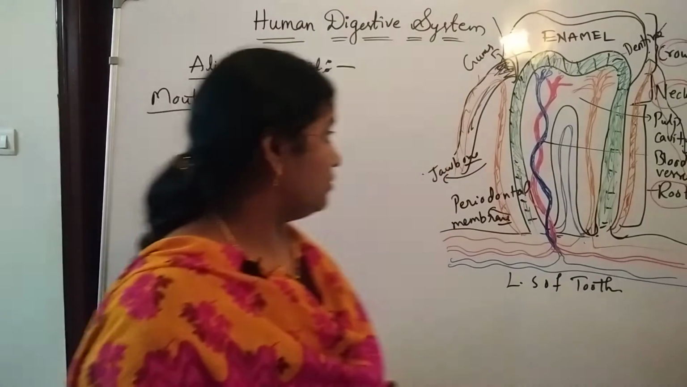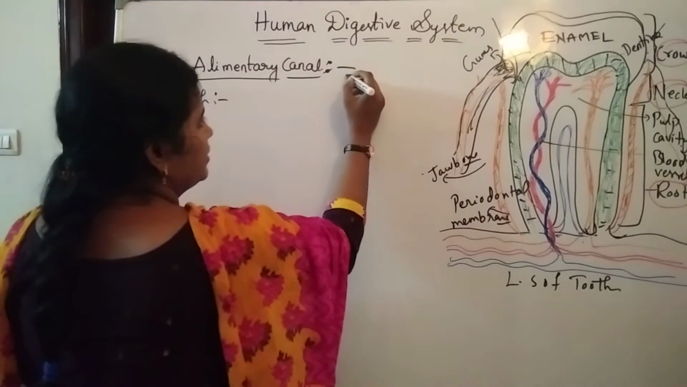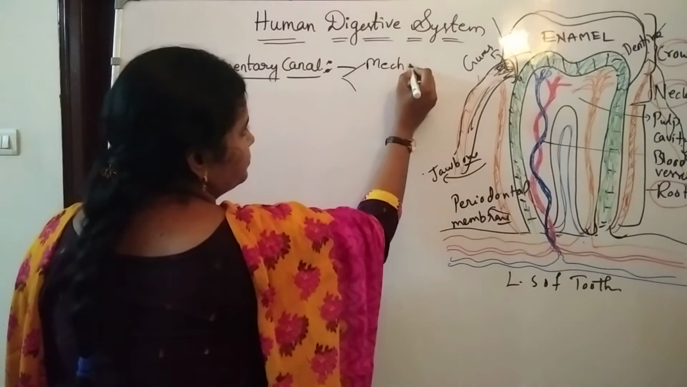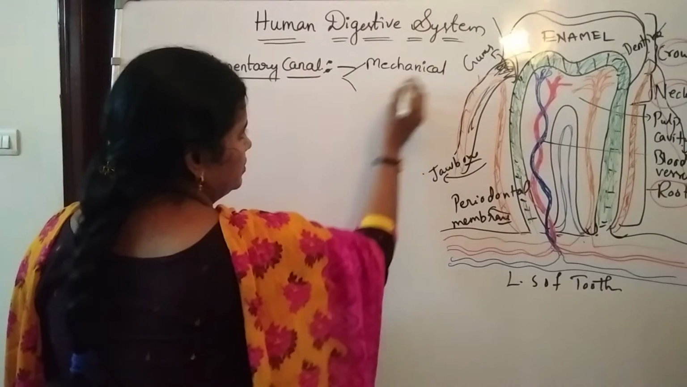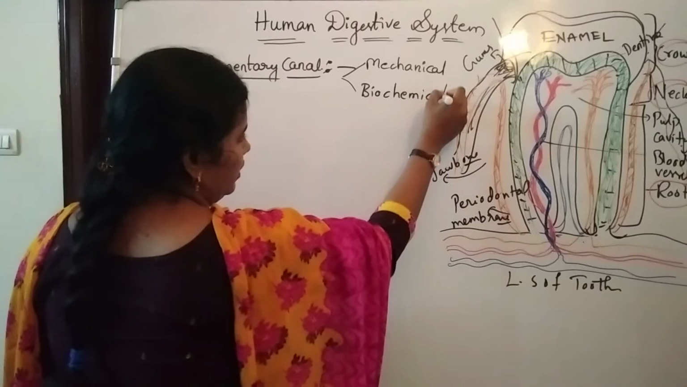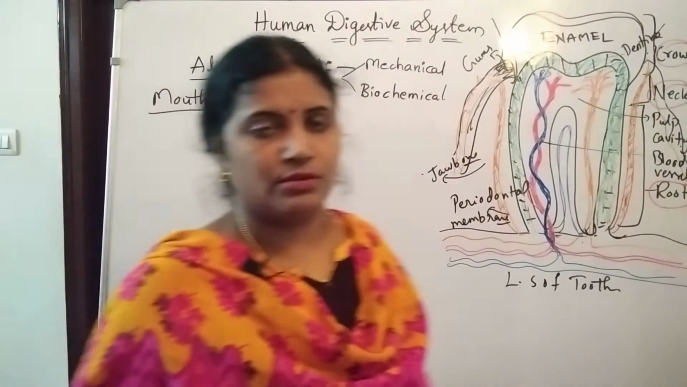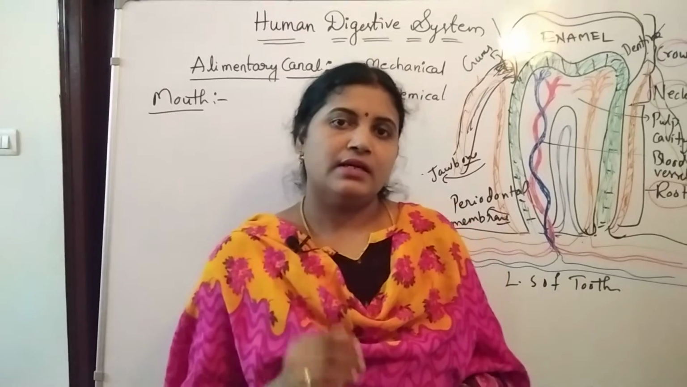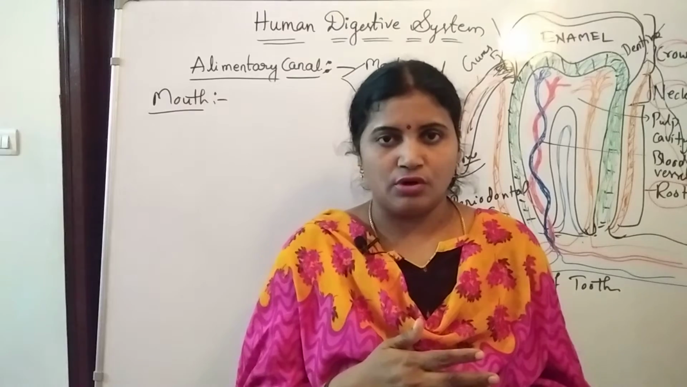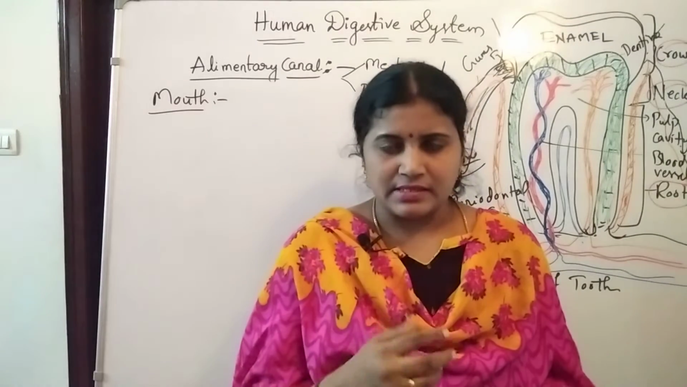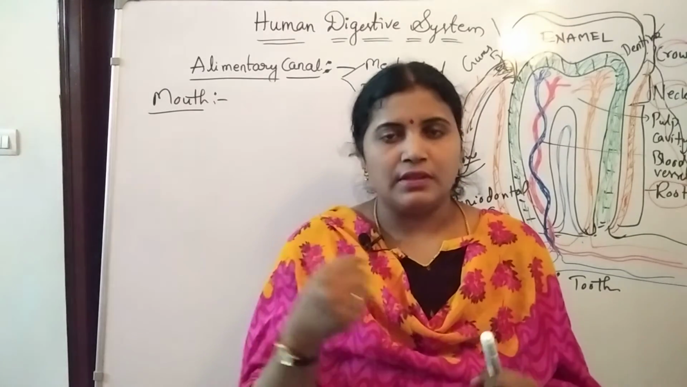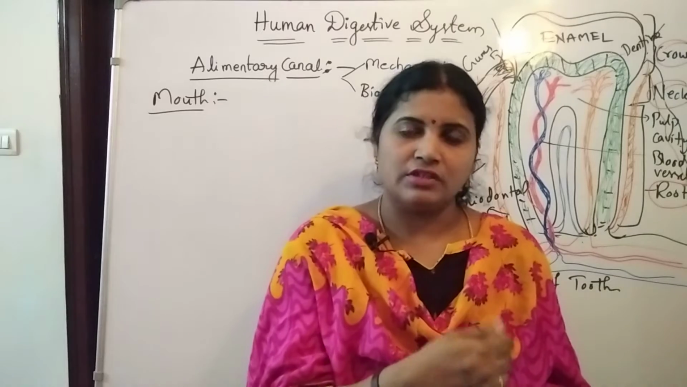Here digestion in the alimentary canal takes place in two ways. The first one is mechanical digestion and the second one is biochemical digestion. Mechanical digestion: teeth are involved for breaking substances, even the tongue is involved for mixing, and muscles are involved for contraction to propel the food towards the next part of the alimentary canal.